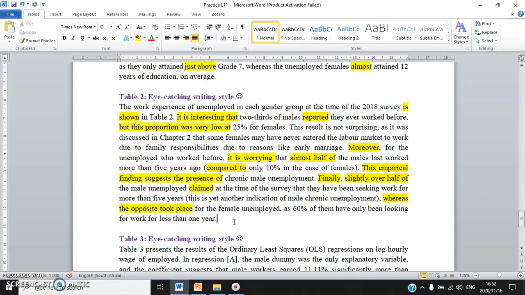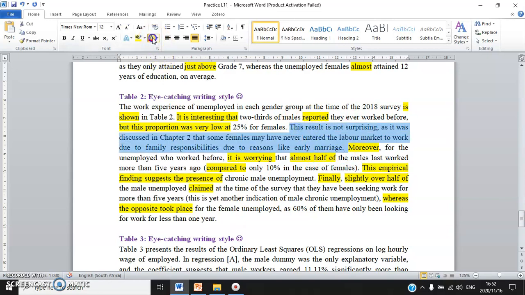The work experience of unemployed in each gender group at the time of the 2018 survey is shown in table 2. It is interesting that 2/3 of the males reported they ever worked before, but this proportion was very low at 25% for the females. This result is not surprising, as it was discussed in chapter 2 that some females may have never entered the labor market to work due to family responsibilities such as early marriage.